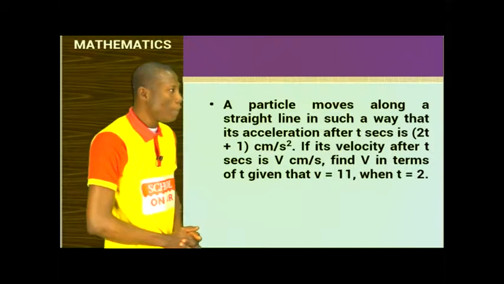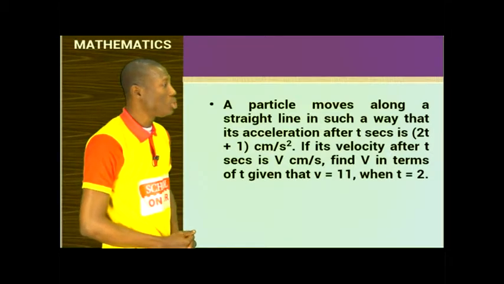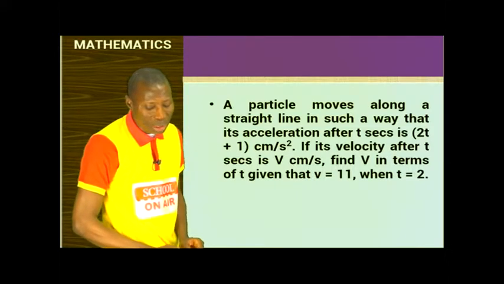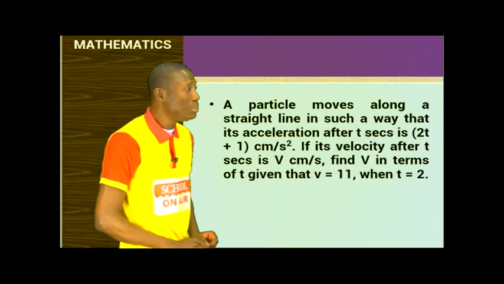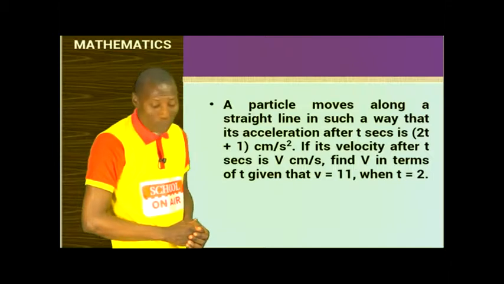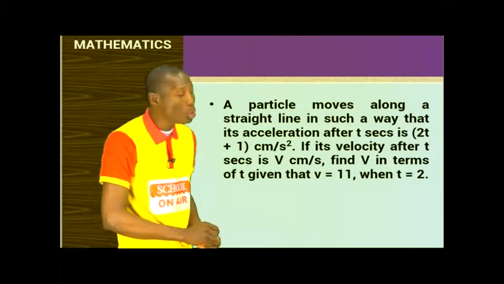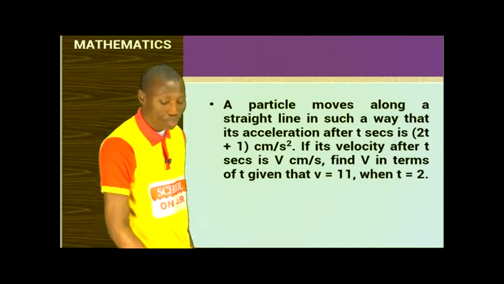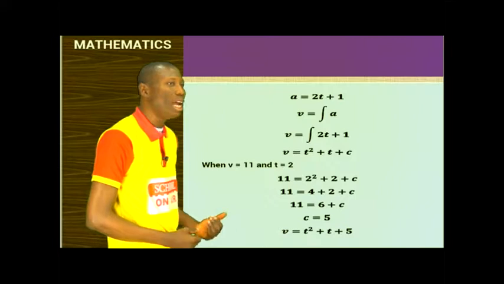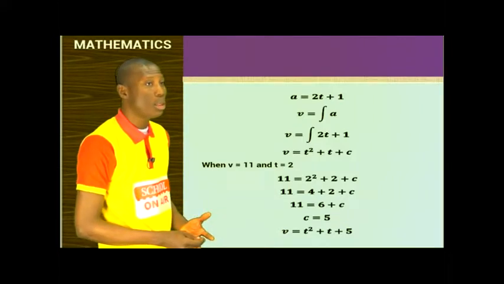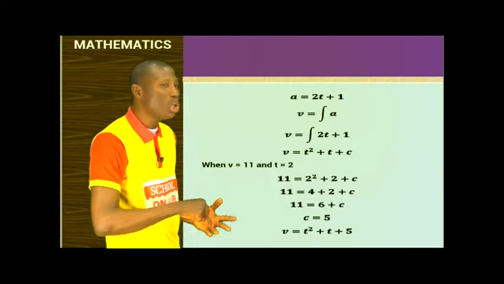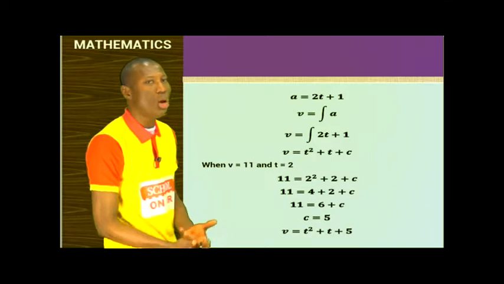This is another question. A particle moves along a straight line in such a way that its acceleration after t seconds is 2t plus 1 centimeter per second squared. If its velocity after t seconds is v centimeter per second, find v in terms of t, given that v is equal to 11 when t is equal to 2. In this case, we are given acceleration. Like what I said earlier, we have acceleration, velocity, and displacement. When you differentiate velocity, you have acceleration.